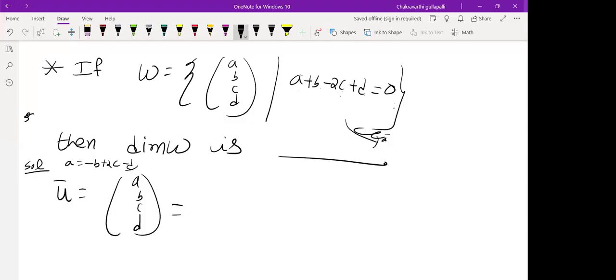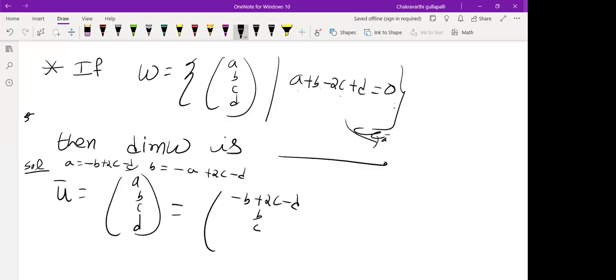Somebody may say, why are you taking it like this, madam? Take B. What is special about this? We can take it. Okay, you can. Whether you take ACD as free or BCD as free, the free variables are different, but how many free variables? Only 3. Here BCD are free, there ACD are free. The count is the same, 3. So I can express A as minus B plus 2C minus D.